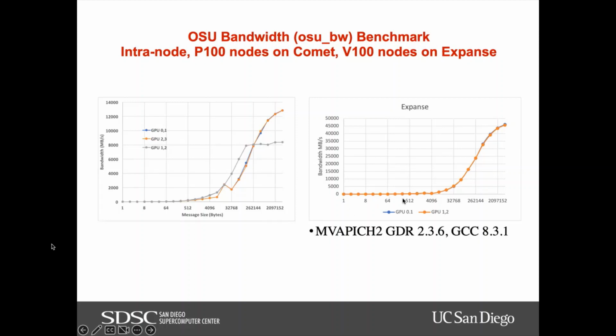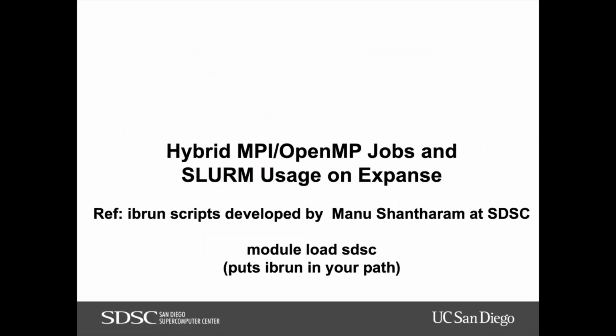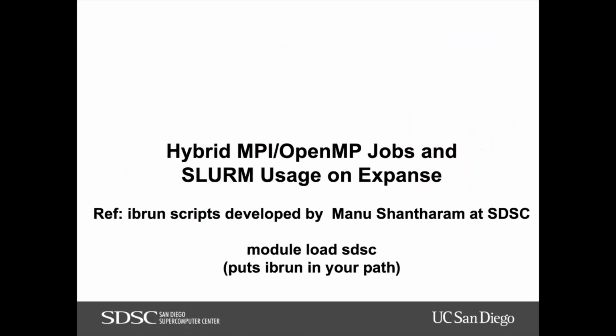Whereas if you go to Expanse, you can see it doesn't matter which combination you use, you end up with a nice clean bandwidth curve, and it's all at a very high bandwidth. It's like 40 gigabytes per second. Similar thing when you go off node. I don't have the numbers, but you can imagine it's the same thing.